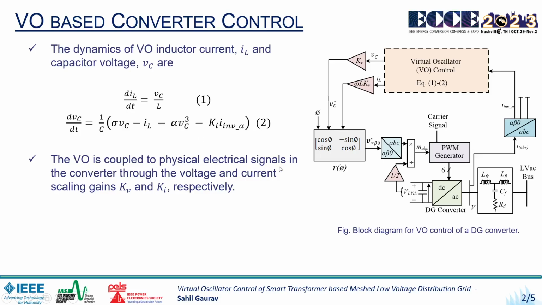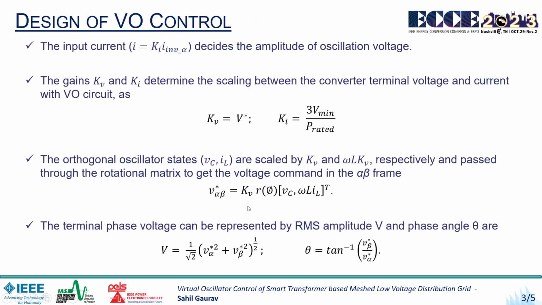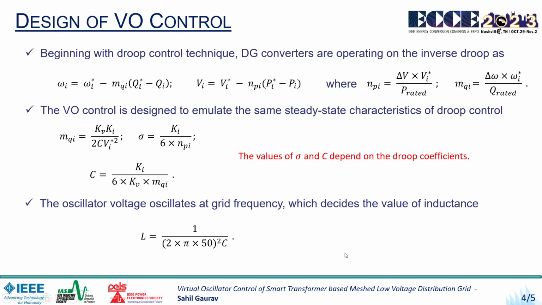This virtual oscillator control is coupled to physical electrical signals in the converter through the voltage and current scaling gains kV and Ki respectively. And how do we design the VO control? The input current decides the amplitude of oscillation voltage. The gains kV and Ki determine the scaling between converter terminal voltage and current with the virtual oscillator circuit. kV we set as the reference voltage, and Ki is set at 3 times V minimum upon P rated. The orthogonal oscillator scales the states so that the capacitor voltage and inductor current are scaled by kV and omega L kV respectively, and pass through the rotational matrix to get the voltage command in the alpha beta frame. The terminal voltage can be measured by RMS amplitude V and phase angle theta by using these equations.